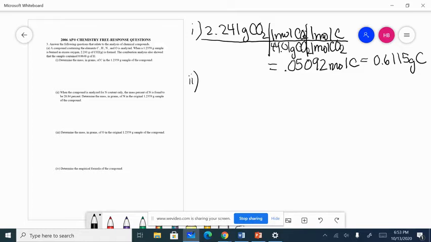The second one asks, when the compound is analyzed for nitrogen content only, the mass percent of nitrogen is found to be 28.84%. Determine the mass in grams of nitrogen in the original 1.2359 gram sample of the compound. So I started off with 1.2359 grams of the sample. This time I'm going to use the percent, 28.84%.